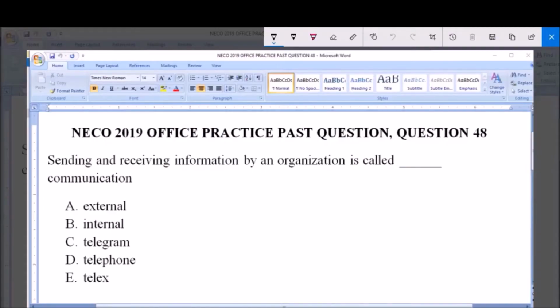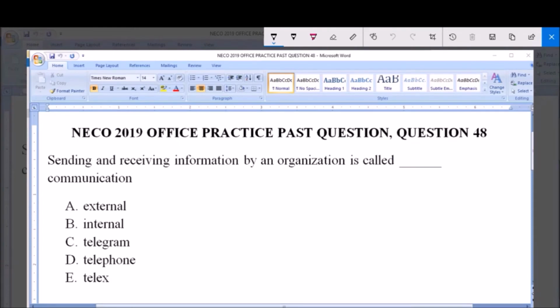I will be answering NECO 2019 Office Practice Past Question, question 48. Sending and receiving of information by an organization is called dash communication. A, external communication. B, internal communication. C, telegram. D, telephone. And E, telex.